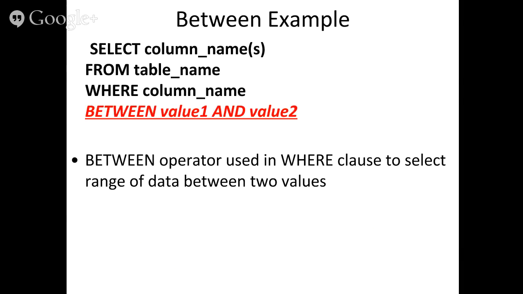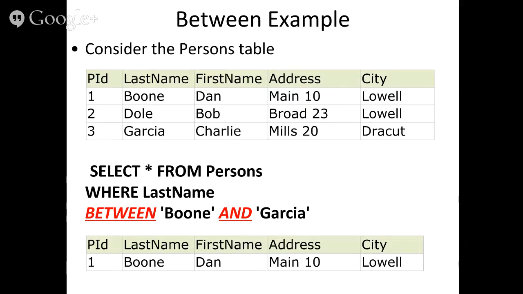Between allows you to pattern match, retrieve records where you can compare a value in your field to see that it's within a particular range. They could be either numeric or alpha. They can be in dictionary order, or lexicographical order. So for instance, I want those records whose last name is between Boone and Garcia.